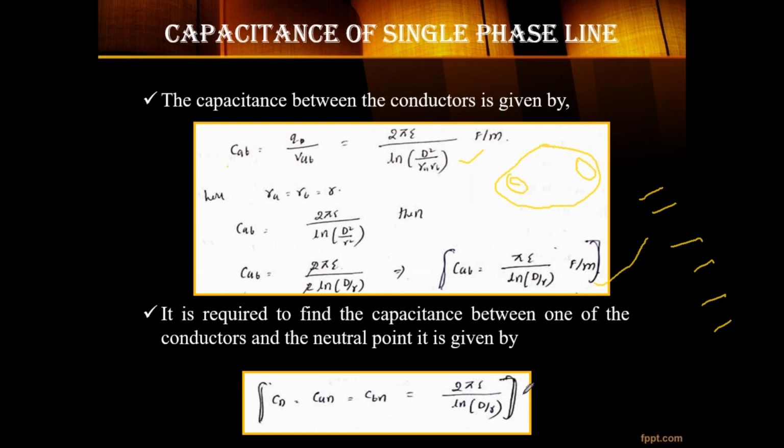It is given by CAN equal to CBN. CAN is one phase and neutral, and this is one phase and neutral, and you will get 2 pi epsilon divided by ln(D/r). Now, if you want the total capacitance, you will get CAN plus CBN. Now you will get the formula like this. Why? Because these two conductors are connected in parallel.